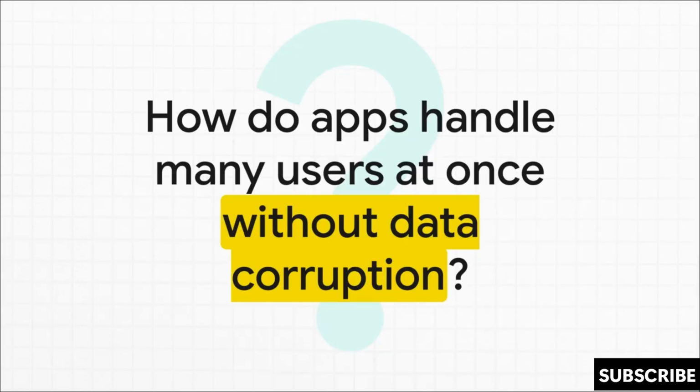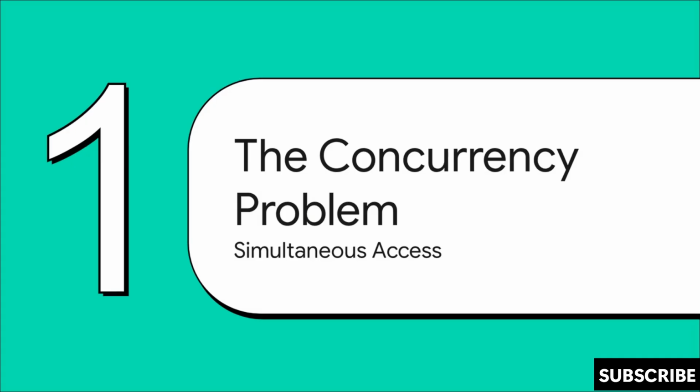Yeah, this is the big one. This is the central question that every single multi-user application has to figure out. So, how does it all work without completely breaking down? So this whole challenge has a name. It's called concurrency. And let me tell you, it is a huge deal.